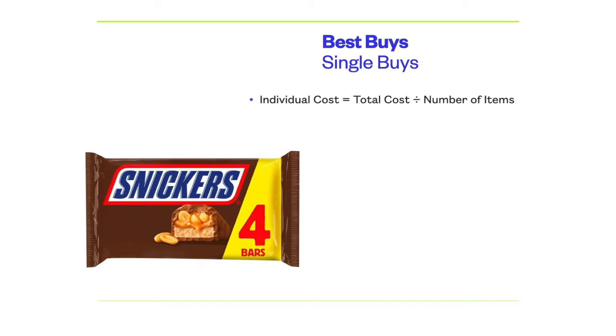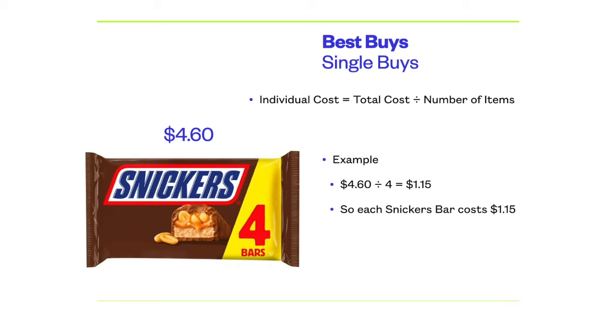Here we have the example from before. The individual cost is going to be equal to the total cost divided by the number of items. So our multi-pack of Snickers has 4 bars and it costs $4.60. So we take the total cost, which is $4.60, and we divide it by 4 because there are 4 bars. That equals $1.15. So therefore we can work out that each Snickers bar costs $1.15.